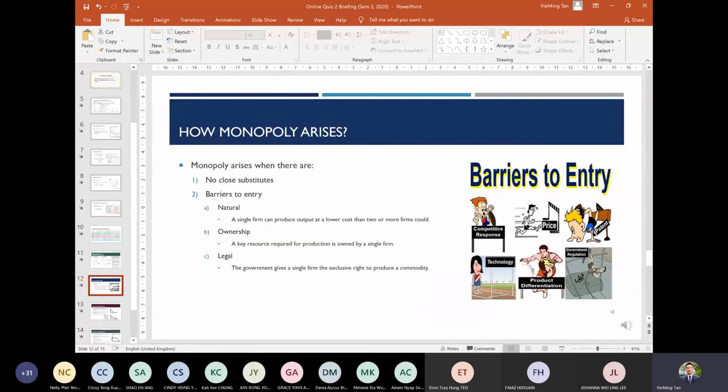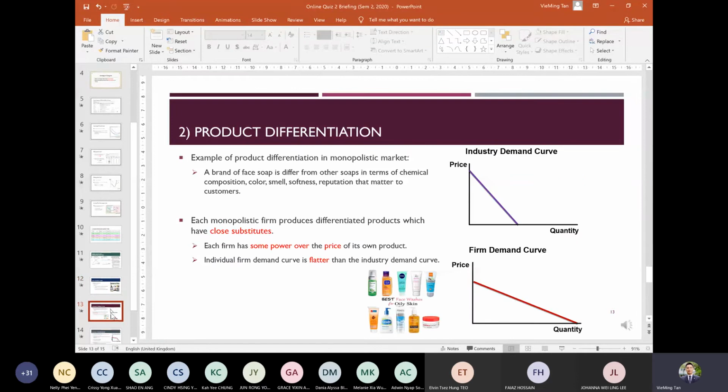So far so good. Okay, then I'll move on to the monopolistic market. Monopolistic market. So I'll go back to the slide again.